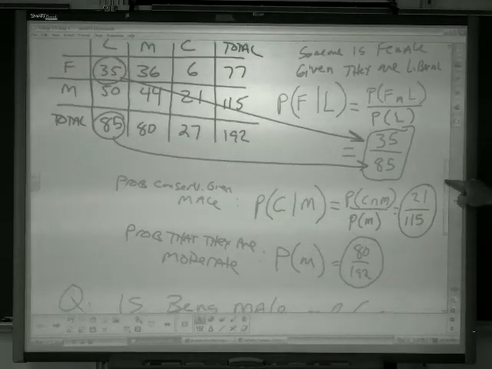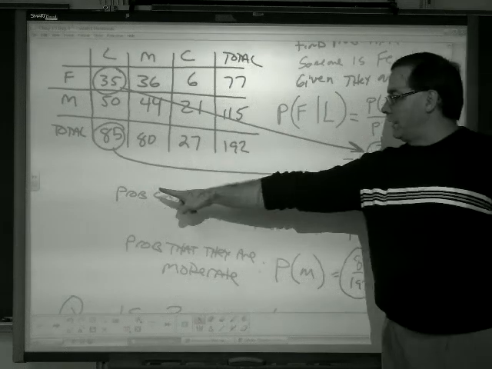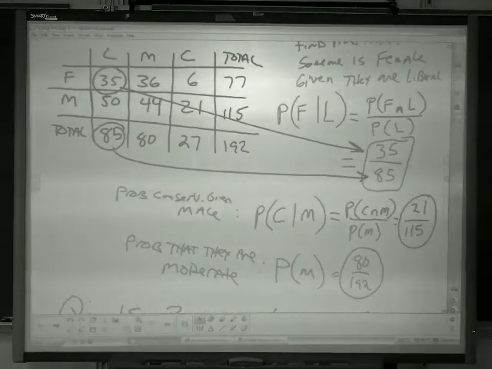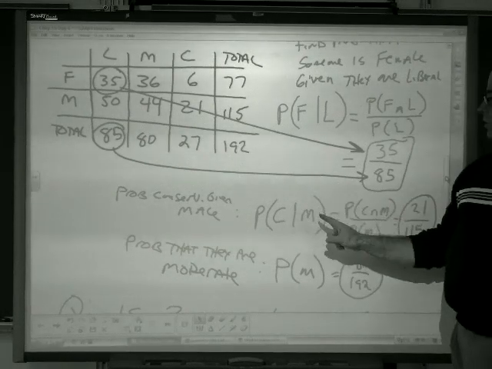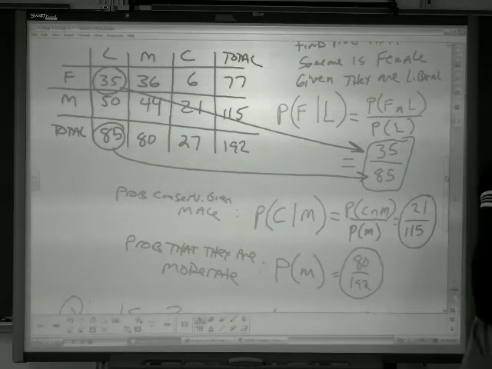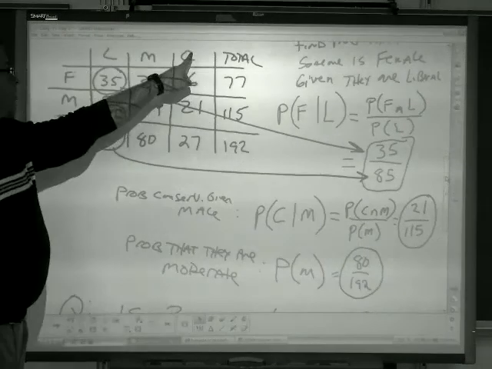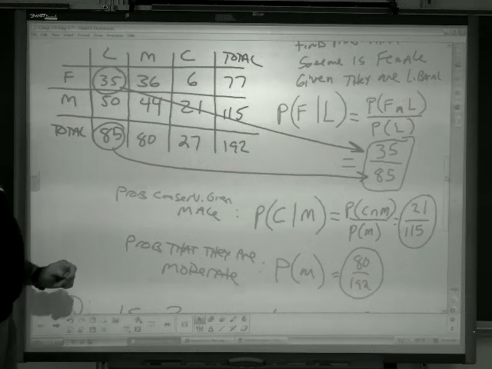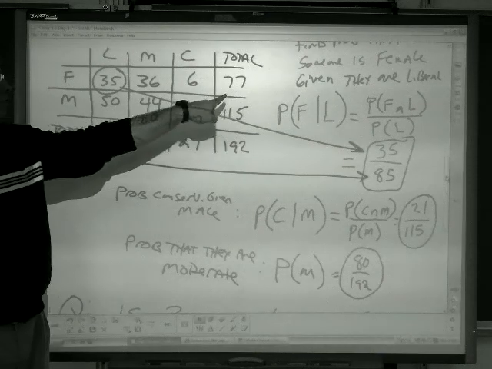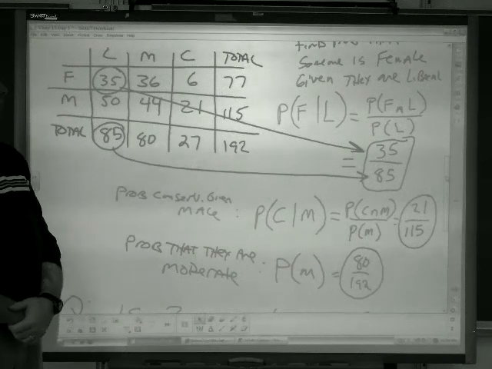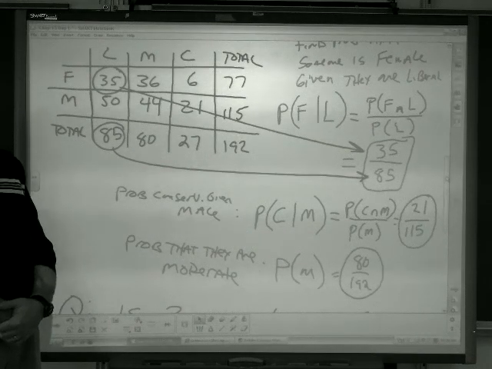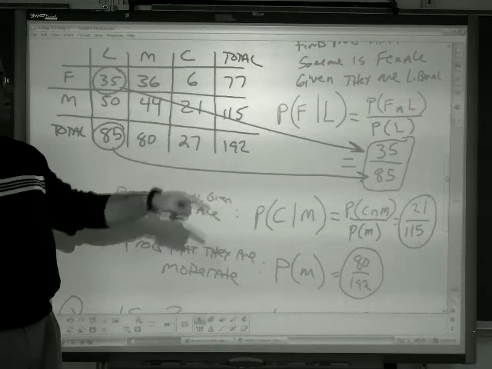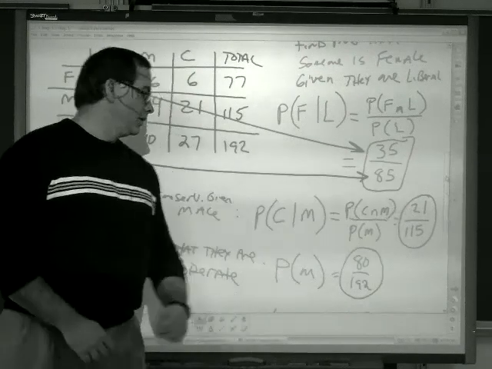Now we can look at some things the other way. The probability that they are conservative, I know my handwriting's terrible, given that they're male. Conservative given male. So we have to look at conservative and male. Conservative and male is 21 out of male, 115. Okay? Conservative given that they're male. So conservative and male out of all the males. And you can see 21 out of 115.